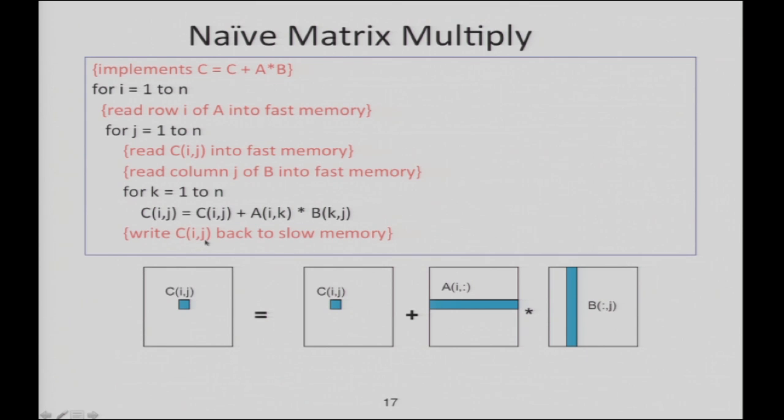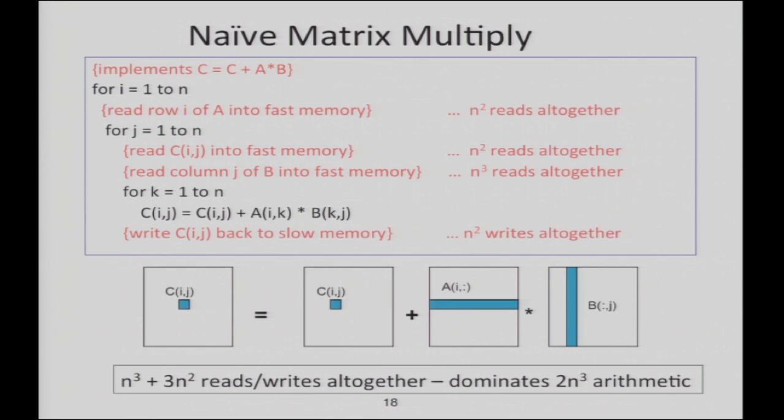Well, I've read each row of A exactly once, and I reuse it. So that's n squared reads altogether. I read and write each entry of C exactly once. So that's n squared reads and n squared writes altogether.